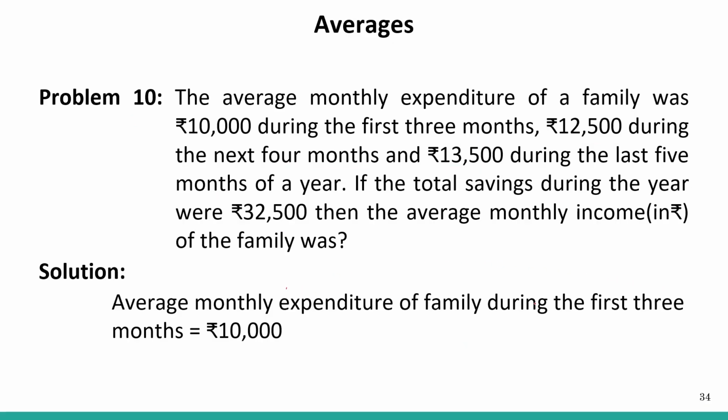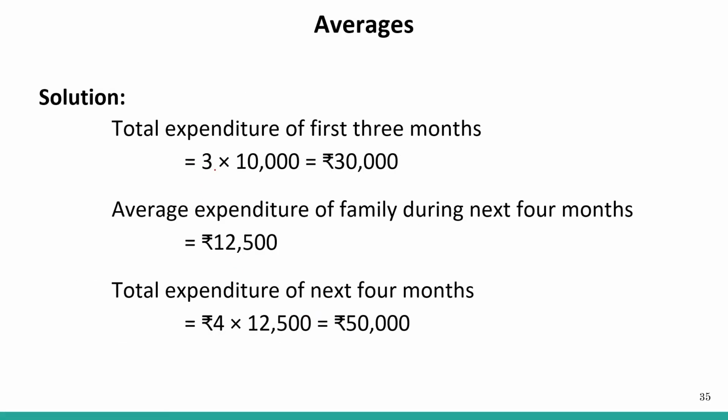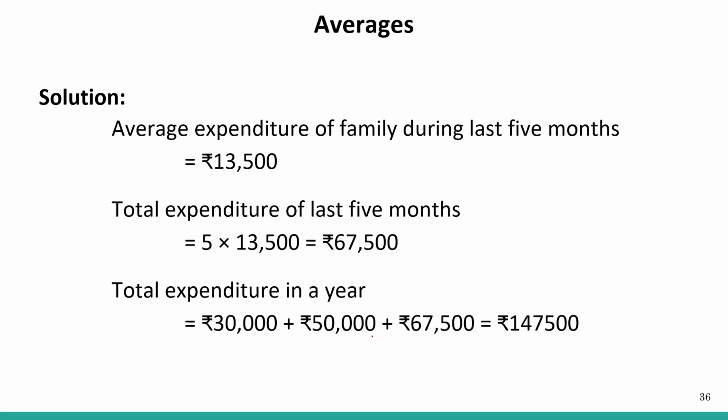So the average monthly expenditure of a family during the first 3 months is equal to what? 10,000. So 3 into 10,000 is equal to 30,000, right? So the average expenditure is equal to what? 12,500. So the total expenditure for the next 4 months will be 4 into 12,500 is equal to 50,000. So the average expenditure of the family during the last 5 months is 13,500. So the total expenditure will be what? So the cumulative sum will be 67,500.